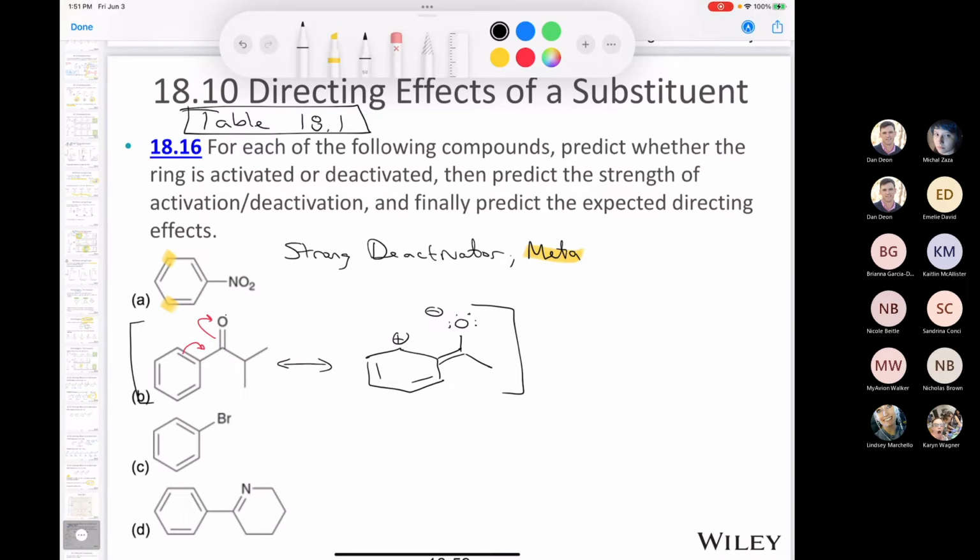Therefore, the carbonyl group, like Caitlin said, is a moderate deactivator, and therefore it's going to direct to the meta position. So let's highlight the meta positions, which are this position and this position.